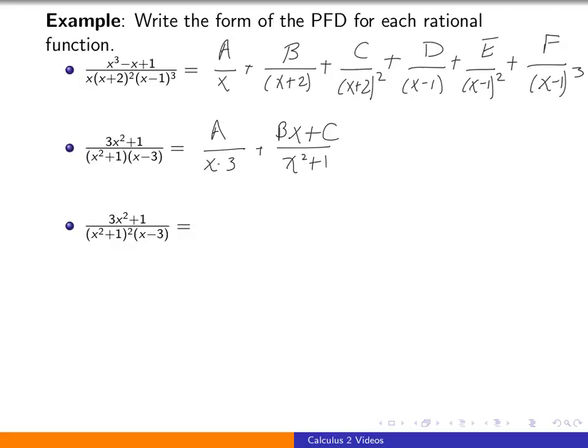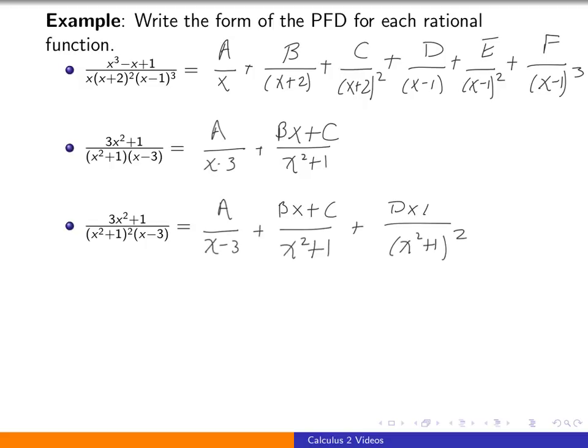Similarly, in our third example, we have a linear term, but then this repeated irreducible quadratic. So we think the partial fraction decomposition contains a term for each one of those factors. So along with x squared plus 1, there would be an x squared plus 1 squared. Then we add in the constants. Above a linear term is a single constant, and above an irreducible quadratic, there's going to be a constant x plus a constant. So bx plus c, dx plus e.